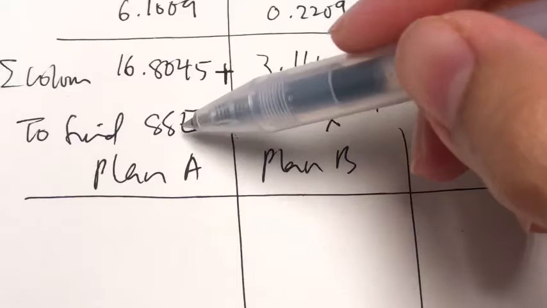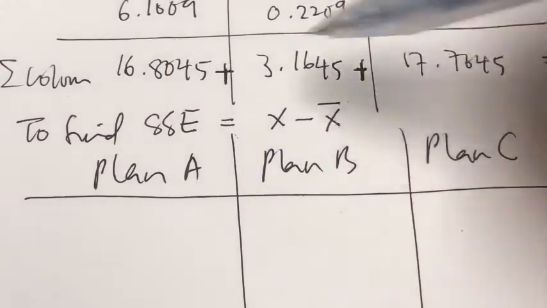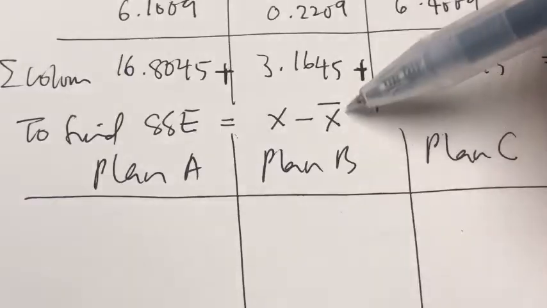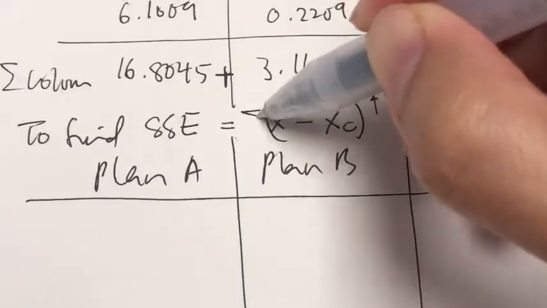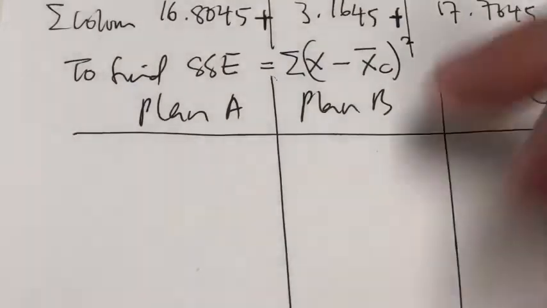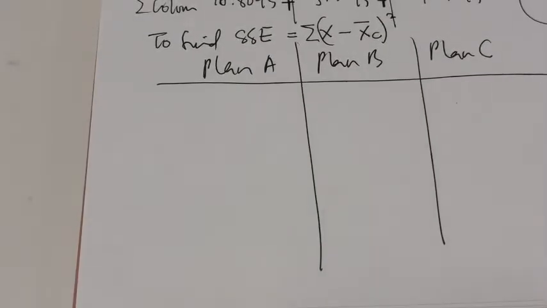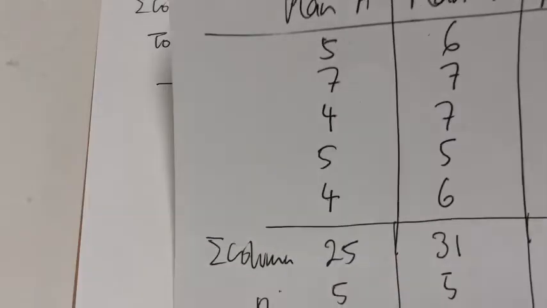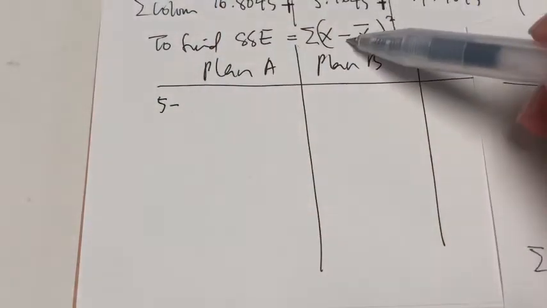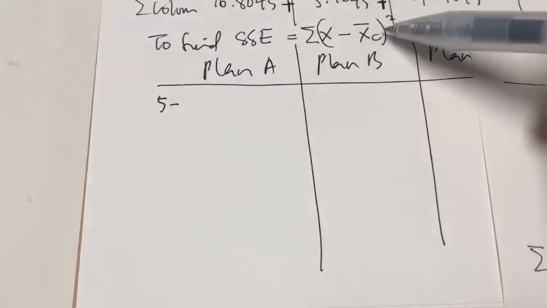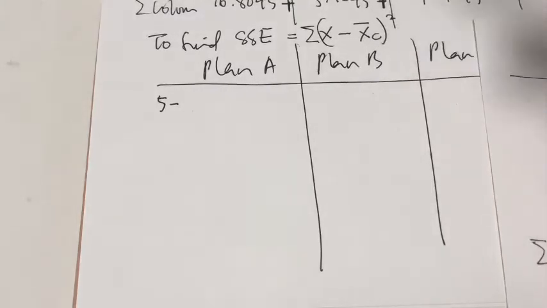Next is to find the sum of squares for the error. The formula is, again, take all of the x values, but this time we minus the average of each column. Then we square the difference and add it all up, similar to before. Here again, I've left it empty, so I'm going to show you how it's done. Again, these are the original values. So look at A. The first number is 5. So we're going to take 5 here. But now, instead of minusing the grand mean like before, we're going to take the mean of the particular column that this 5 belongs to.